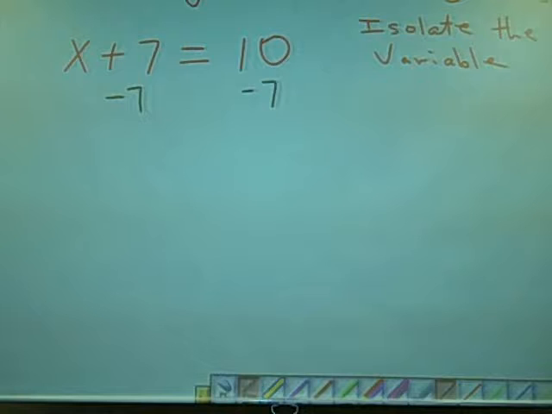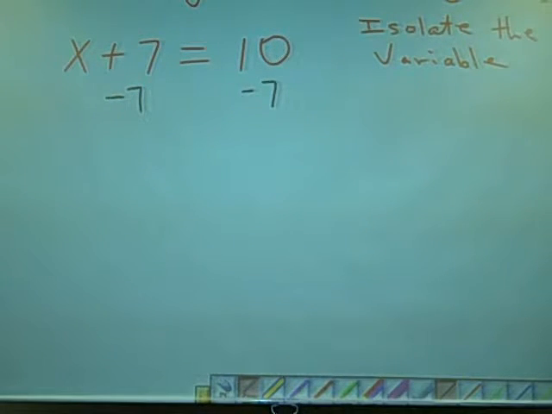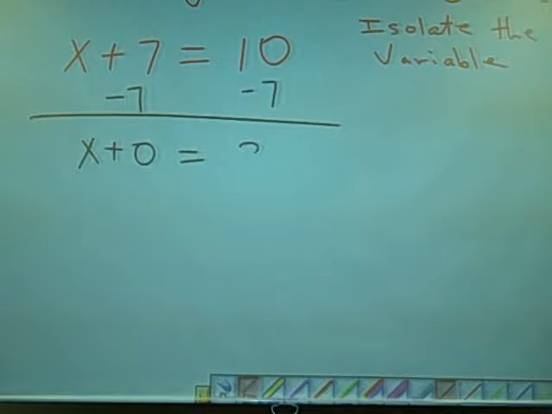Because we want to isolate that x, we're trying to get rid of that 7 by making it go to 0. And so we apply minus 7 so that we've got 7 minus 7 is 0. Well, we normally don't write this as x plus 0, but that's what's happening, is the 7s go to 0. We just write it as x equals 3. Okay? And this is our answer.